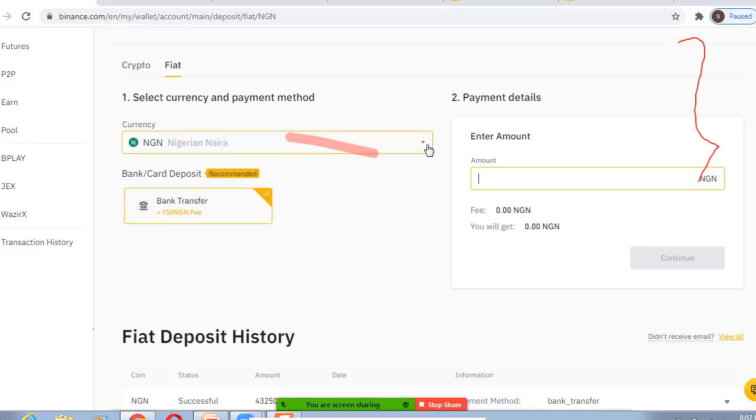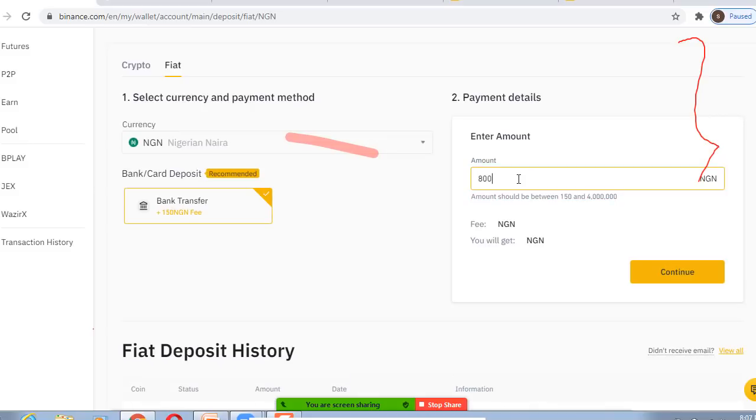There are other currencies here. Then bank transfer. Then let's say let me deposit as little as 8,000 naira. Now, Binance will charge you 150 naira for fee, while the rest will reflect in your account. So for the purpose of this training, I will transfer or deposit 8,000 naira into Binance right now so that you see it reflects.